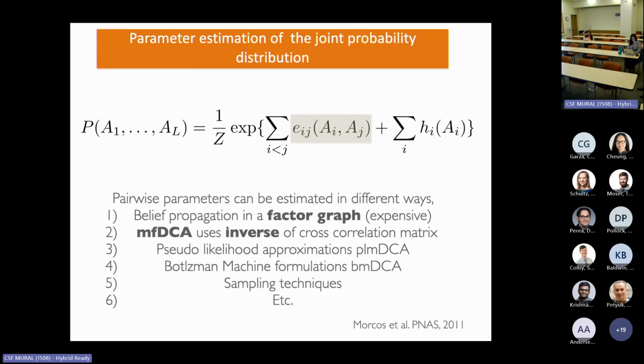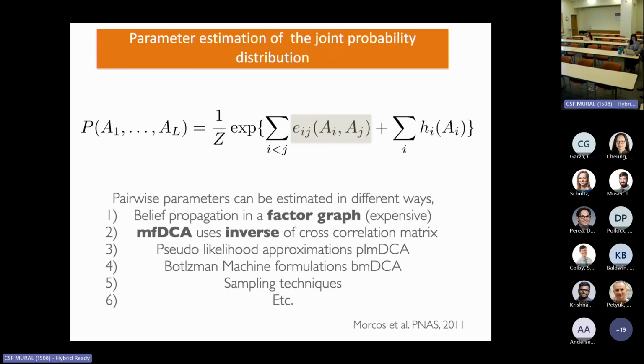And through the years, there have been several ways to try to solve this problem. Originally, people tried the idea of using factor graphs and belief propagation. That turned out to be very expensive and only worked for very small toy examples, right? But some years ago, we tried a different approach, based on the assumption that these parameters are well estimated if you take the inverse of a cross-correlation matrix. This is what we call the mean field direct coupling analysis.